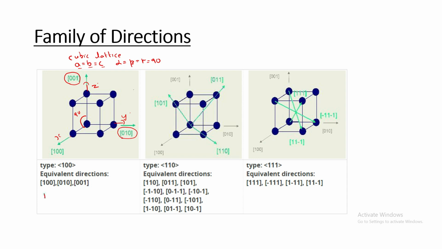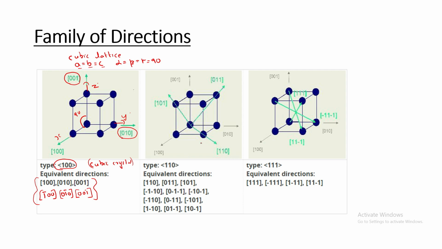Similarly, additional directions like 1, 0, 0. The 1 bar represents the negative direction. See, 1 is in the positive x-axis, 1 bar is the negative x-axis. So 0, 1 bar, 0 and 0, 0, 1 bar are all the family of directions. All are equivalent by symmetry. So we will depict it by using this symbol <1 0 0>, showing the family of directions. All these are equivalent for a cubic crystal system, for a cubic lattice.